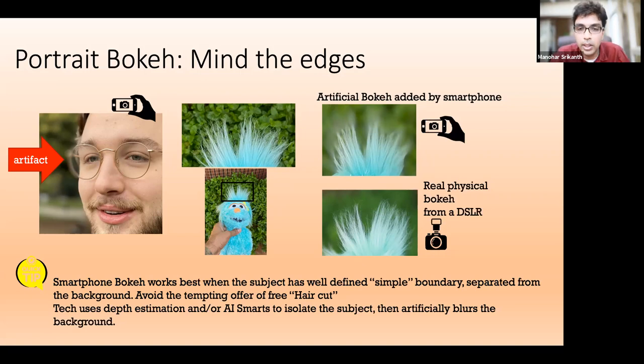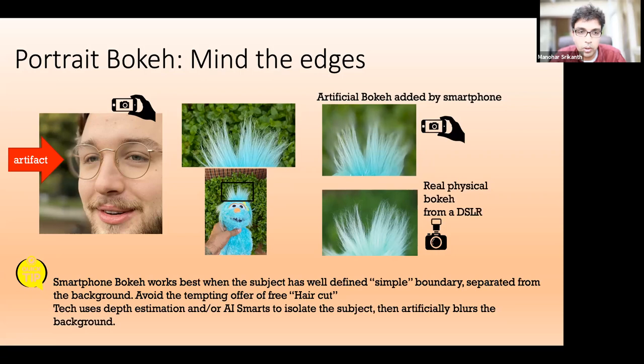So I have an experiment in the center here with this toy, and it has this fine hair. And if you look at the hair, the software actually gave it a free haircut. So this is something to keep in mind. If people have features like an earring or fuzzy hair, it makes it into this ugly thing. But if you had a real DSLR with an actual bigger lens, it can make this very pristine, actual physically correct blur.